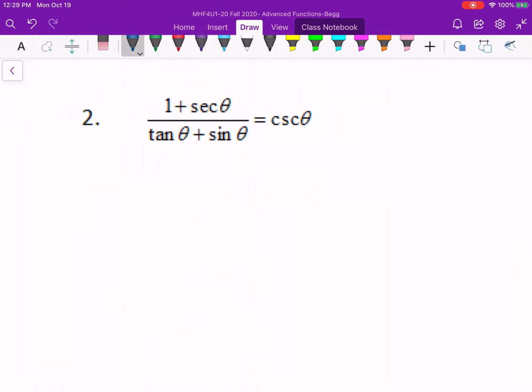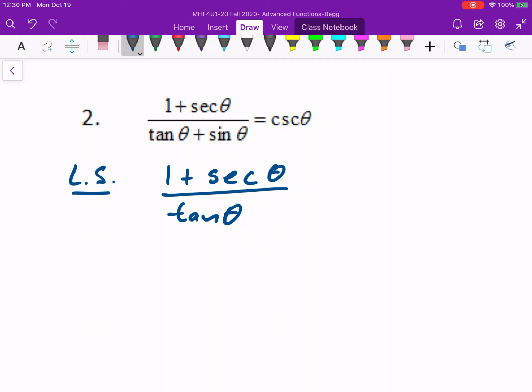For the second example, again, the left side certainly looks more complicated to me. I would work on that one. So I'm going to start with 1 plus secant theta over tan theta plus sine theta. And again, if we keep in mind this idea of putting things in terms of sine and cos, then the next step should be pretty obvious.